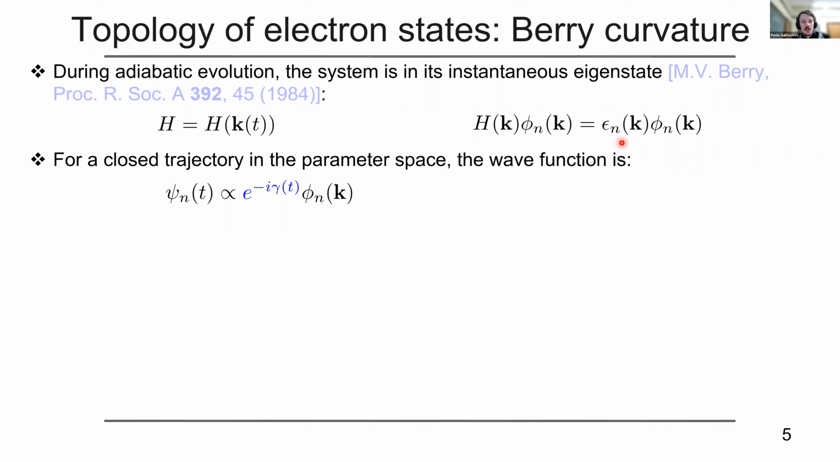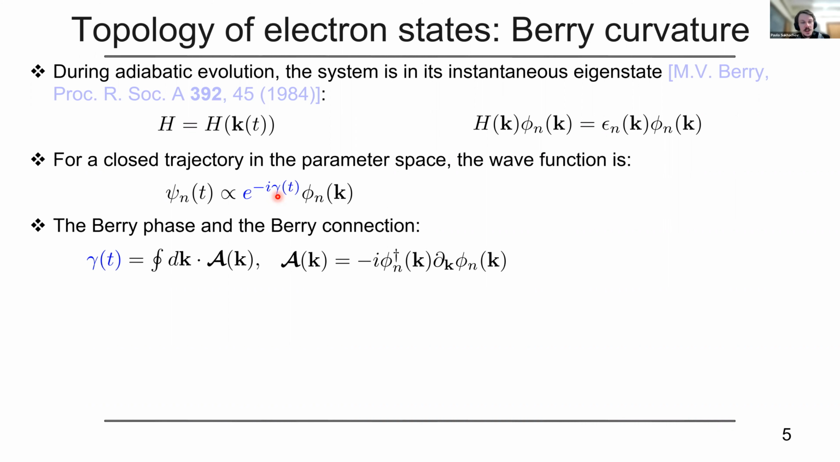Then, if we have a closed trajectory in the parameter space, the wave function will acquire an additional phase if there is a nontrivial topology of the space. Of course, there is a conventional phase related to the dynamical evolution, but we are not interested in that. But this phase can be removed. And it's actually physically observable. It's manifested in several experiments, such as quantum oscillations, for example.